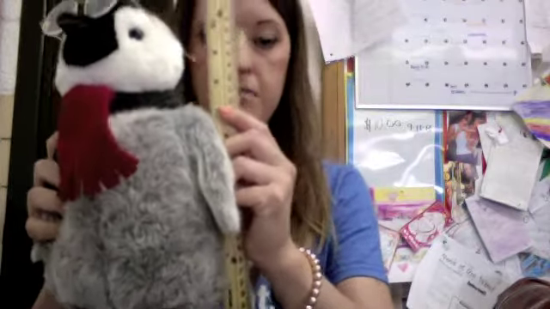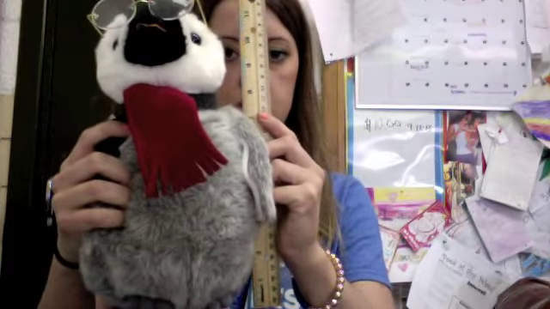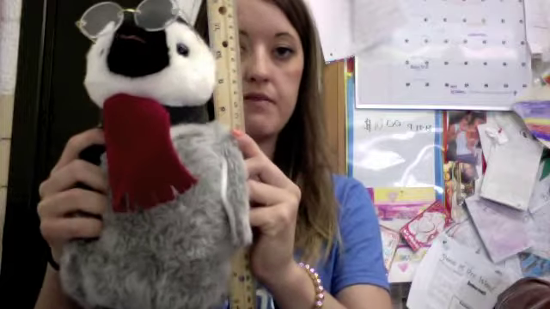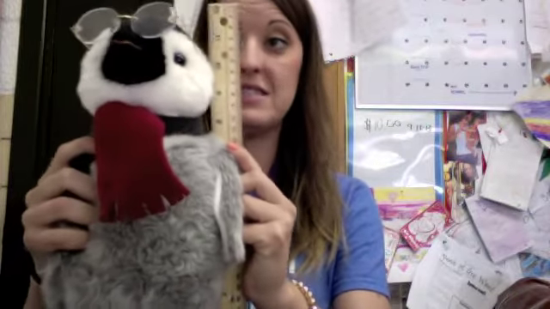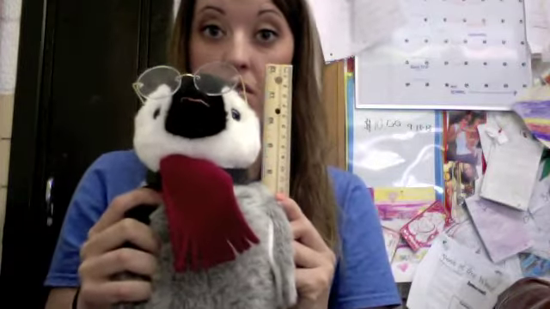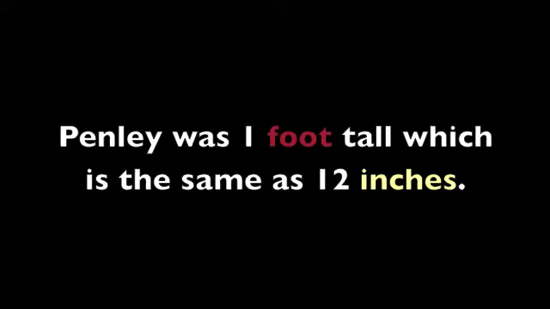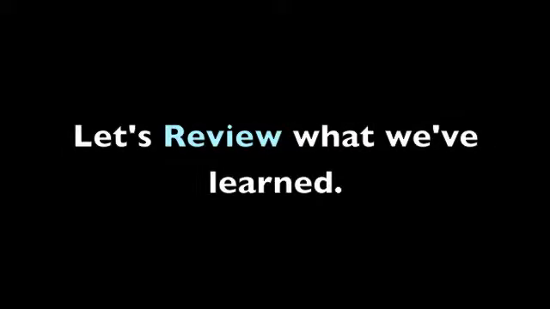So I'm going to line it up at the bottom, if you can see. So he's down at the bottom all the way to the top of his head. And Penley is 12 inches tall. So Penley is 1 foot tall, just like our estimate. Penley was 1 foot tall, which is the same as 12 inches. Let's review what we've learned today.